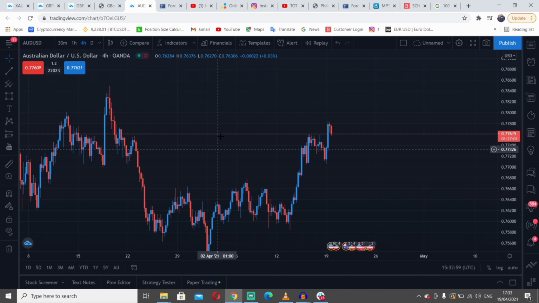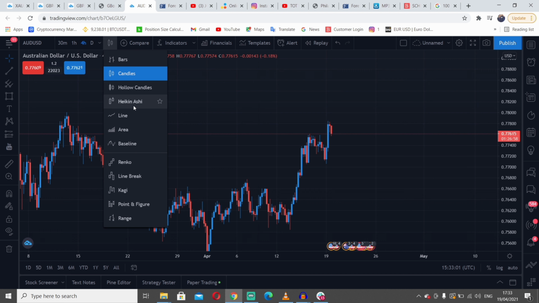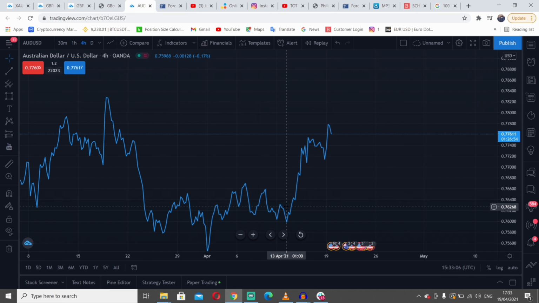As you can see clearly, we're in an uptrend, and to make that more clear, I'll use the line chart. From this point on, we had a double bottom pattern created, and from there the market created a new trend, breaking above these highs and starting a new uptrend, and from there price continues to go up.